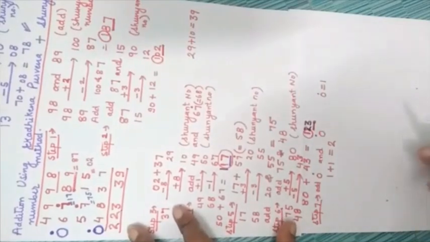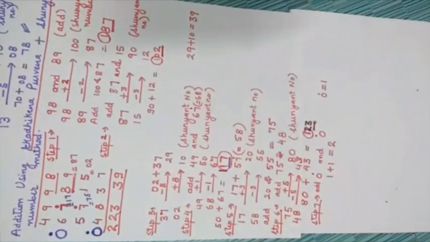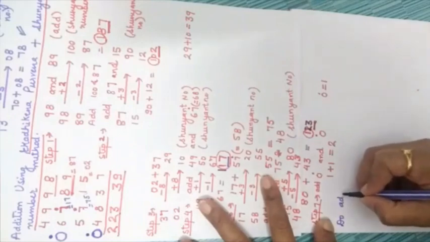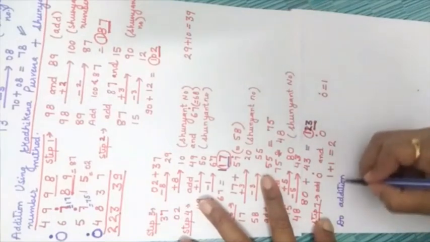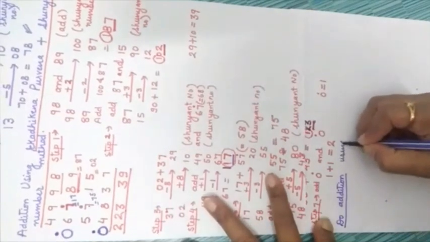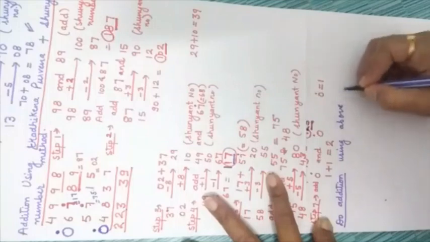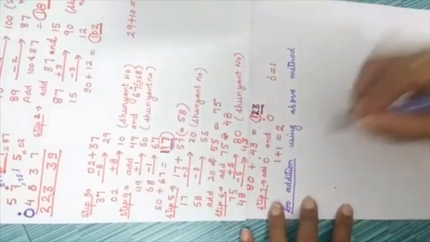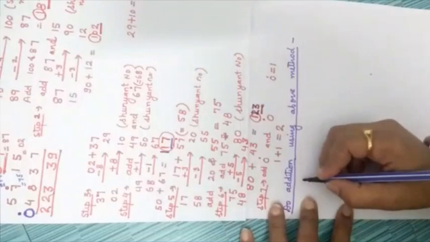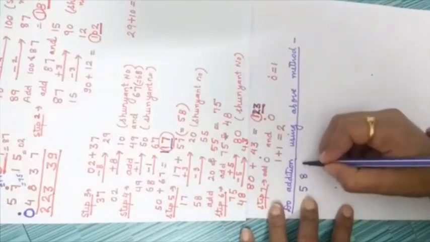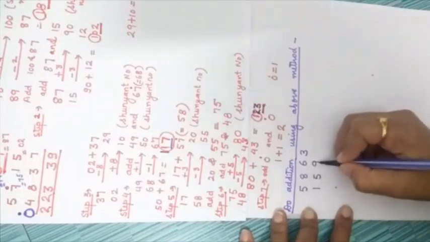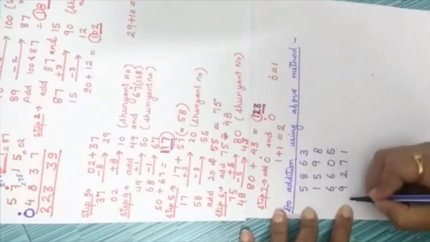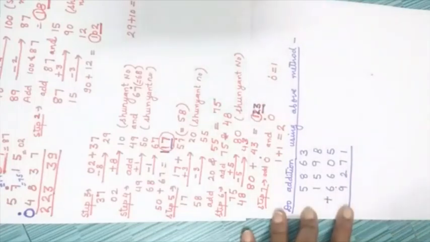Okay, now I want to give you a question for practice at home. Write down in your notebook. Do addition using the above method, that is, add 5, 8, 6, 3, 1, 5, 9866059271. Add these numbers using the above method.